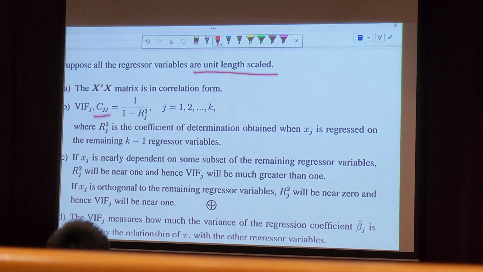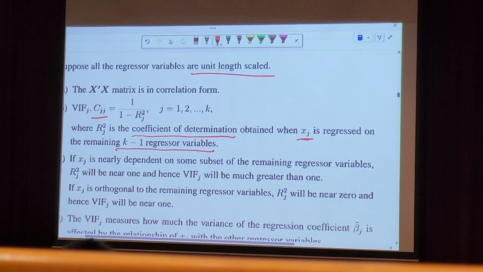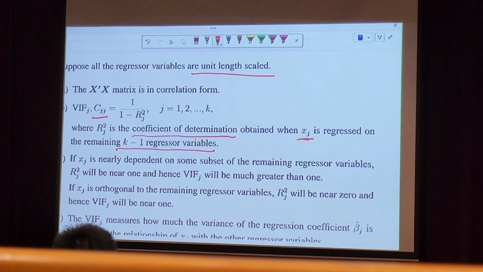And this Rj squared is the coefficient of determination when xj is regressed on the remaining k minus 1 regressor variables. That means you only focus on the regressor variables. Use xj as the response, and then you regress it against all the other k minus 1 regressor variables. And Rj squared is the R squared statistic that you will get. Remember, R squared is what? R squared measures the dependency of your response on your regressor variables.